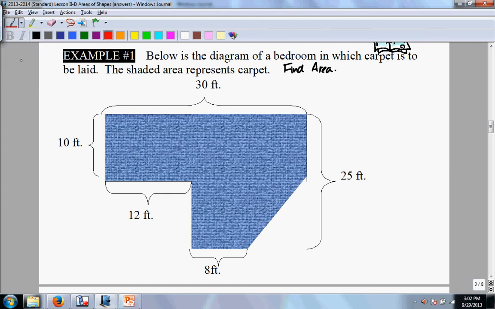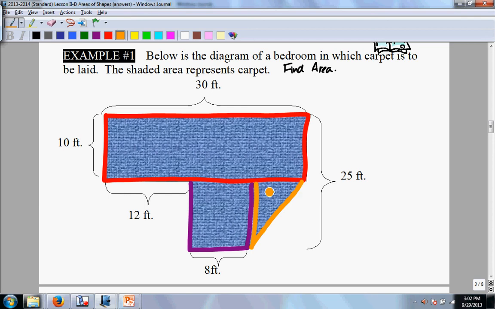There's a couple ways we could break this down. One way is to see that we have a rectangle. Then you could also say right here, that would be another rectangle. And then here we would have a triangle. That's one way to look at it. So then you find the area of the 3 different pieces, which I'm going to go ahead and do now, and then I'll show you a shortcut.